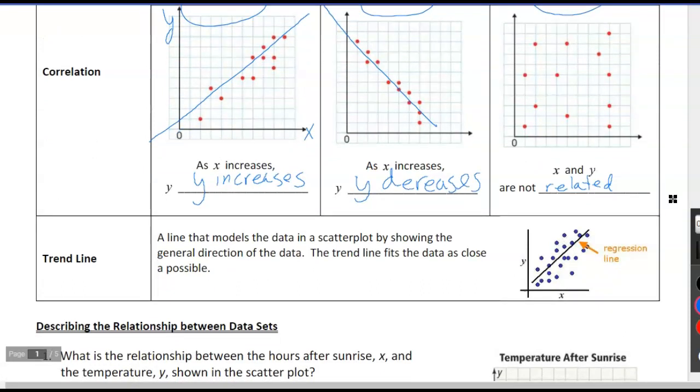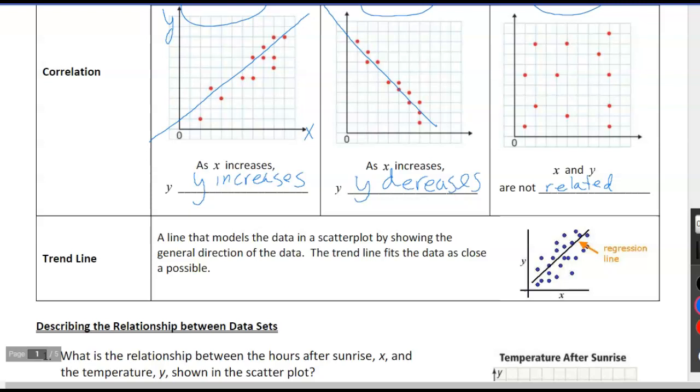So as I set up here, I talked about some slopes. When we do this, it's called a trend line, or as you see over here, a regression line. It is a line that models the data by showing the general direction of the data. A trend line fits the data as close as possible.